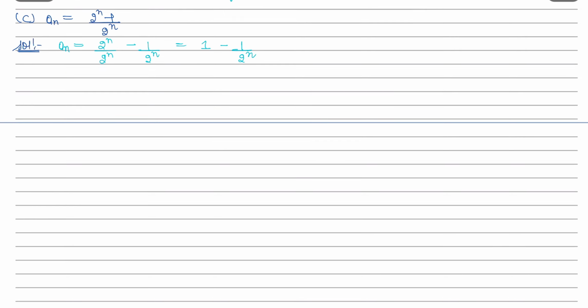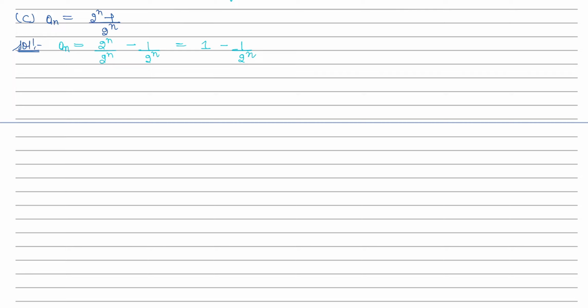Next question, where a_n is equal to (2^n − 1) upon 2^n. In this question, we will firstly simplify the given a_n. This is 2^n divided by 2^n minus 1 upon 2^n. We will separate the denominator to each term of the numerator. This becomes 1 minus 1 upon 2^n. Now it is fine.